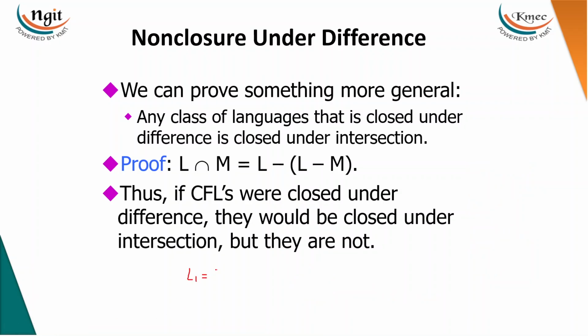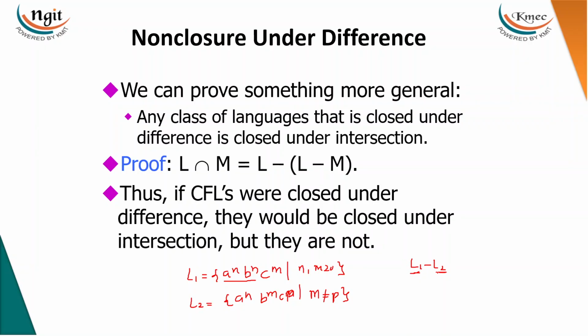If you are having L1 equivalent to a^n b^n c^m, such that n, m ≥ 0, where A and B are equal, then let me take L2 equivalent to a^n b^m c^p, such that m is not equal to p. B and C are not equal. Here B and C may or may not be equal, but in L2, B and C must not be equal. So from L1 minus L2, here it may or may not be equal, but here it must not be equal.